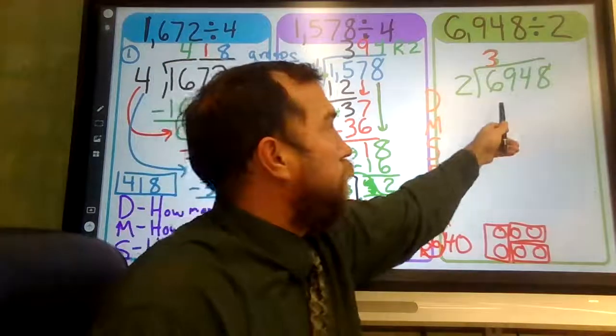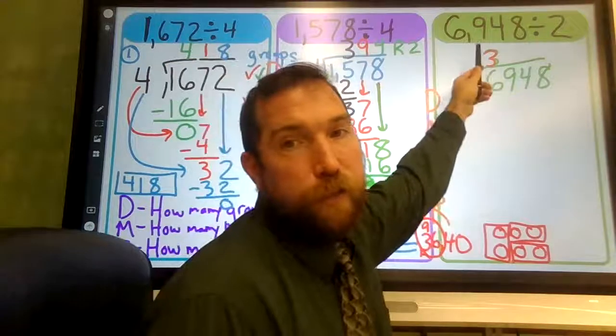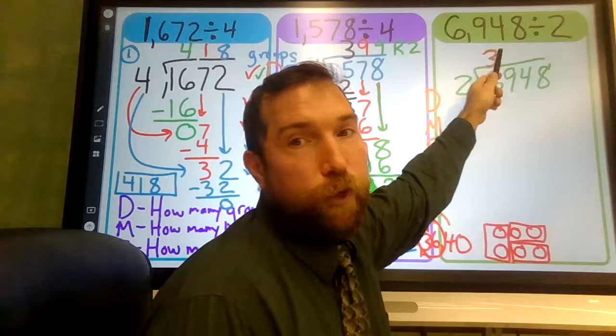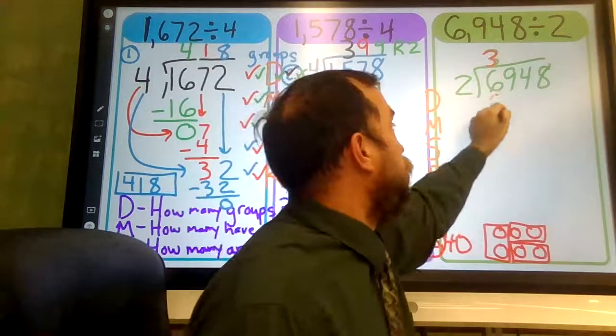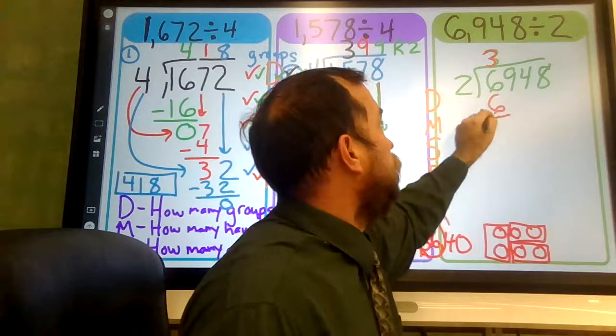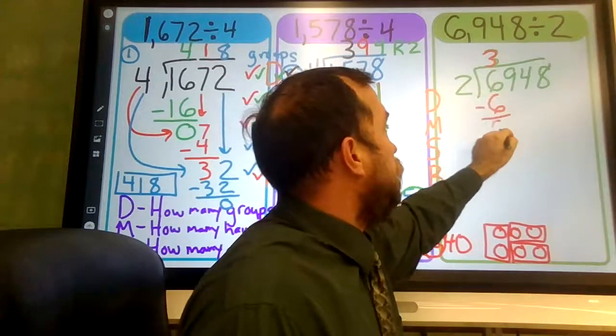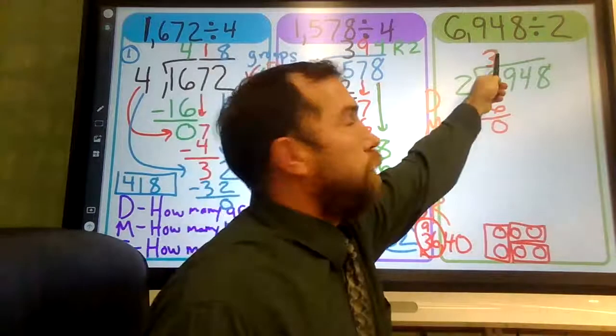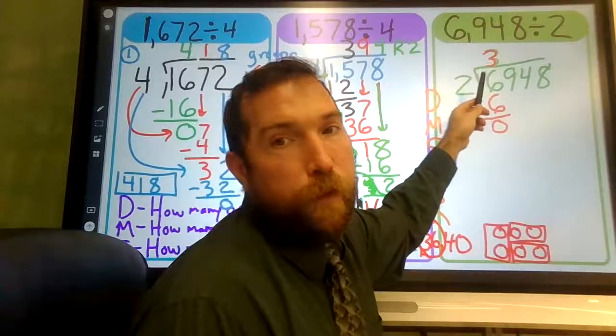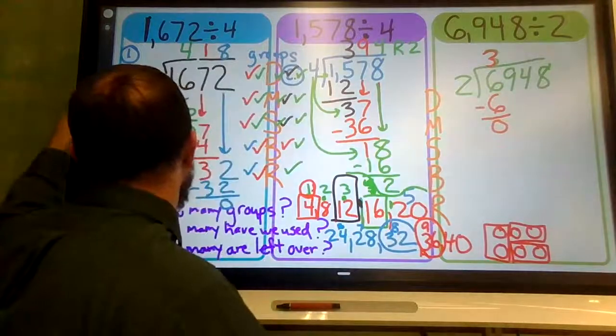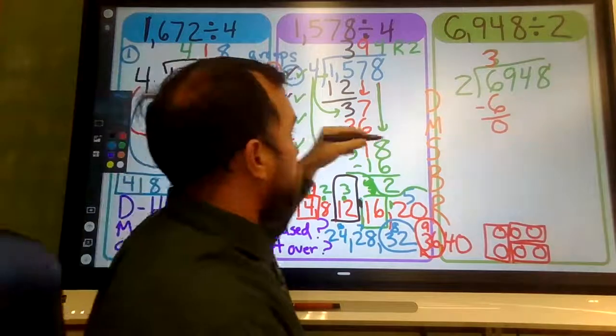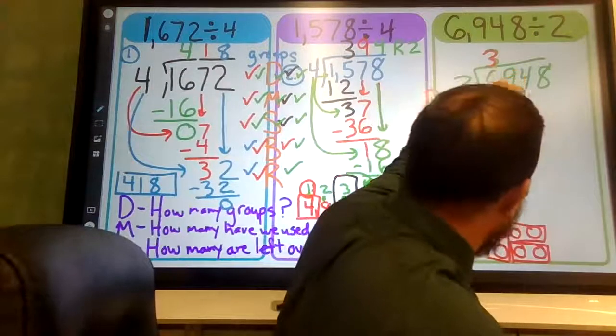Some of you are putting the 3 under here. Some of you are putting the 6 up top. It doesn't work that way. 3 groups, 3 times 2. We used all 6. That means there was nothing left over. It's just the top number times the sign. Then I bring down my next number, which in this case is 9.